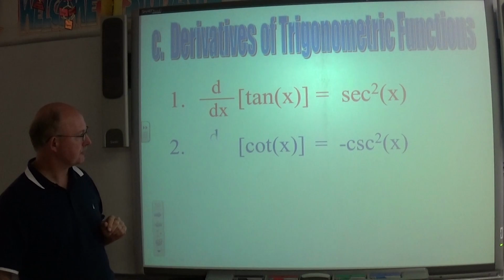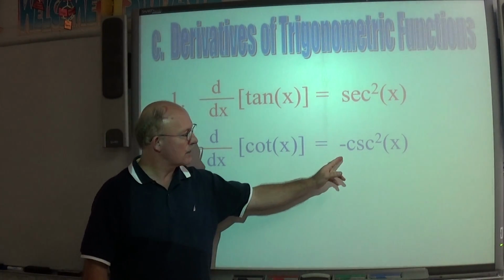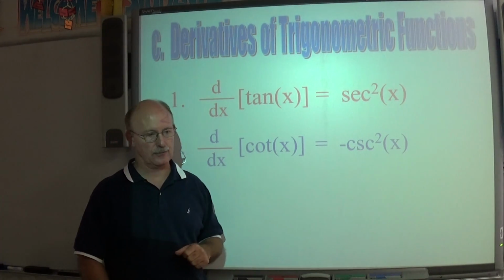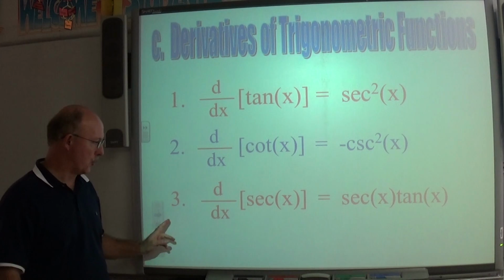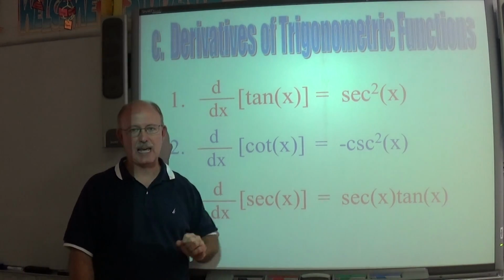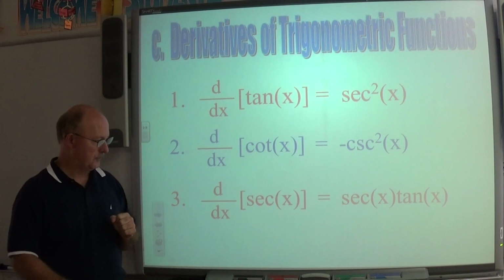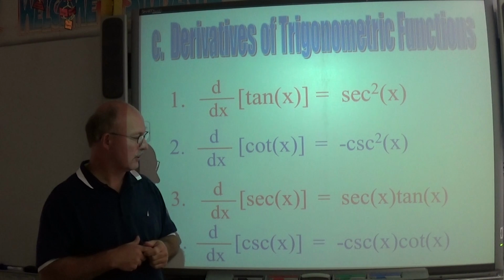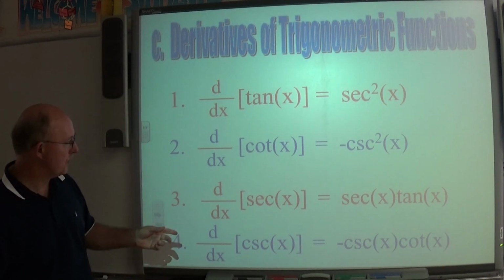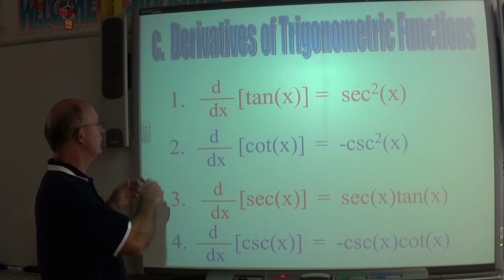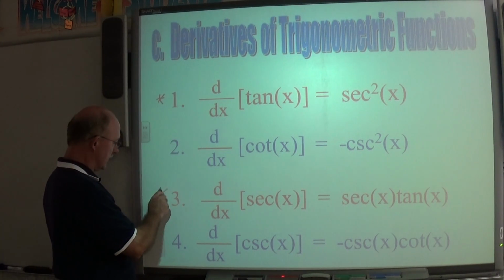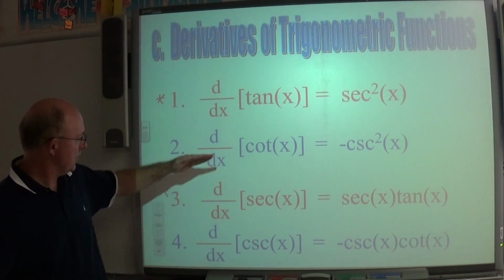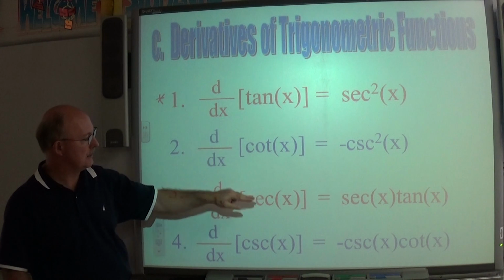Let's bring up the next one. The derivative of cotangent x is negative cosecant squared x. Third, the derivative of secant x is secant x tangent x. And the last one, the derivative of cosecant x is negative cosecant x cotangent x. Now there are two of them we use a lot, this one right here with a little asterisk, and secant. We use these all the time in calculus. The other two we use somewhat, but not as much as the two in red here.